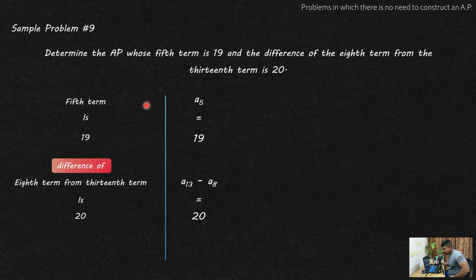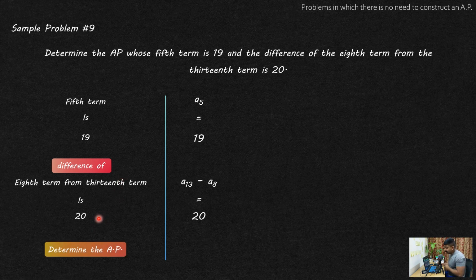If you look on the left hand side of this vertical line, हमने exactly वही words उठाए हैं क्वेश्चन से जो कि क्वेश्चन में हैं. हमने किसी भी टर्म को, किसी भी वर्ड को इंटरप्रेट नहीं किया, हमने एज इट इज़ वो वर्ड्स उठाए, बट केवल वही वर्ड्स जिससे हमको एक इंपॉर्टेंट पीस ऑफ इंफॉर्मेशन मिले. Like 5th term means A5 is equal to 19, and the difference of 8th term from 13th term. So we are talking about A8 and A13.